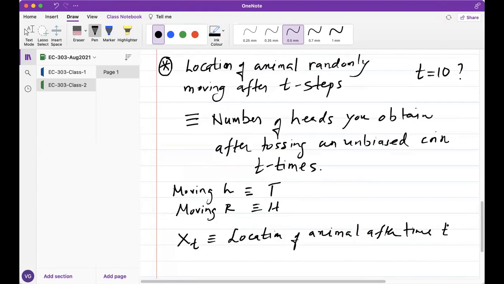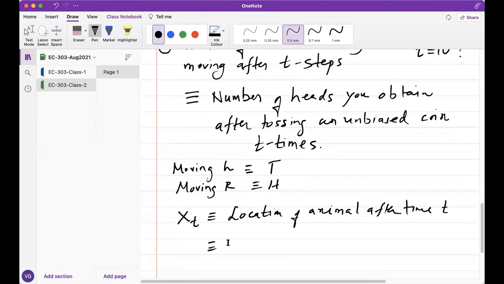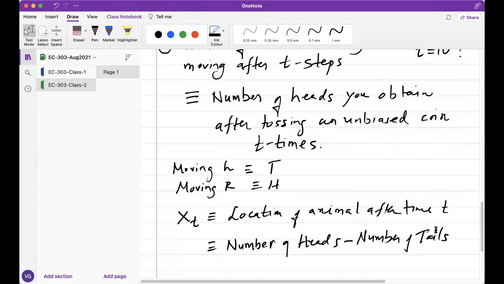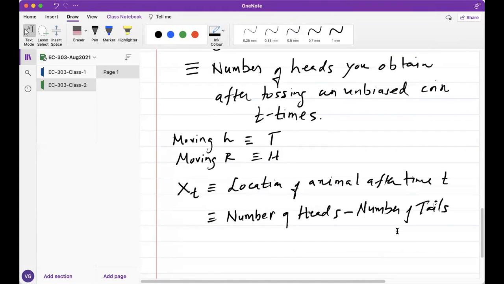After time t, the position is equal to the number of heads minus the number of tails. Is that right? If the number of heads is equal to the number of tails, the location would be at the origin. And if the number of heads far exceeds the number of tails, then you have moved. It's equivalent to having moved right. If the number of tails is far higher than the number of heads, it's equivalent to having moved to the left.